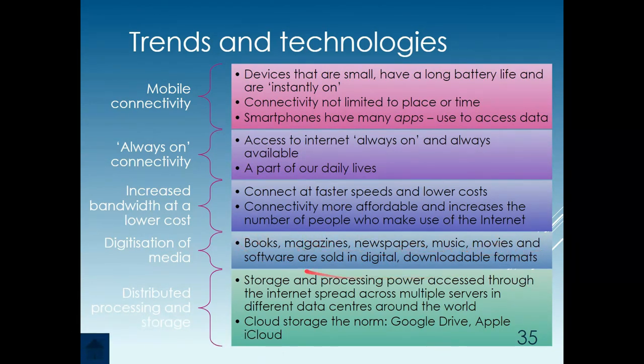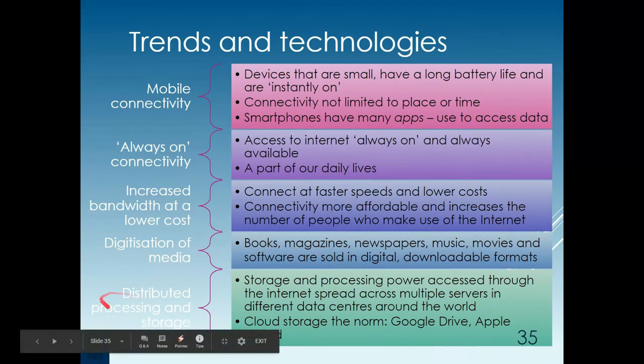And then we're now having more of distributed processing and storage. Okay, storage and processing power accessed through the internet, spread across multiple servers in different data centers around the world. So in other words, online cloud storage is done on another server somewhere around the world. That's easy now because of the internet. Grid computing is becoming popular now. Remember grid computing, when we draw resources of many computers connected over the internet to achieve a common goal. So that is becoming increasingly visible amongst us now.